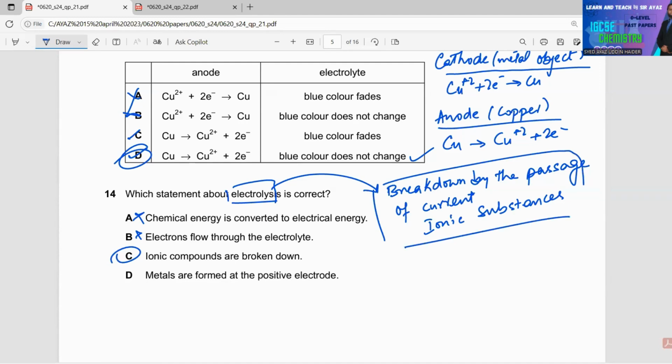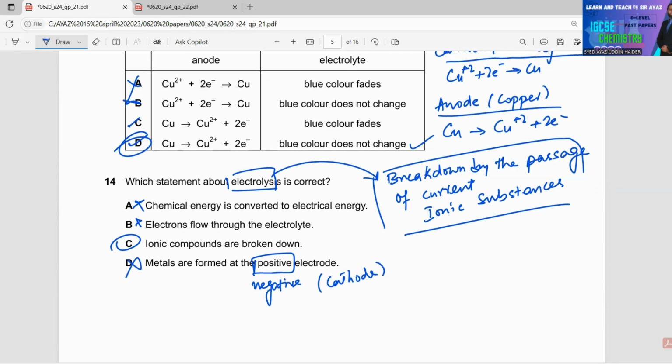Last statement, metals are formed at the positive electrode. This is also incorrect. Metals are formed at the negative electrode. Cathode is the negative electrode. It's not the positive electrode. So this is also incorrect.